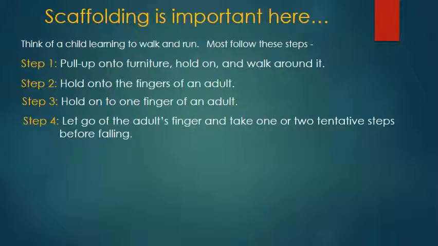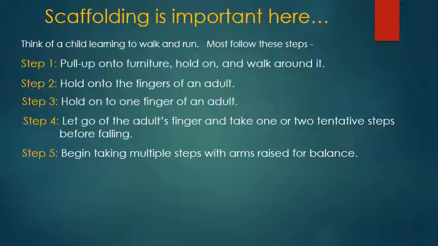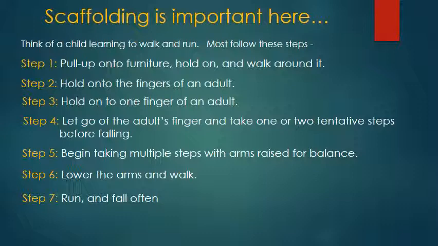Step 4, they let go of the adult's finger and take 1 or 2 tentative steps before falling. Step 5, they begin taking multiple steps with arms raised for balance. Step 6, they lower the arms and walk. Step 7, they run and fall often. And after that, they're often running.